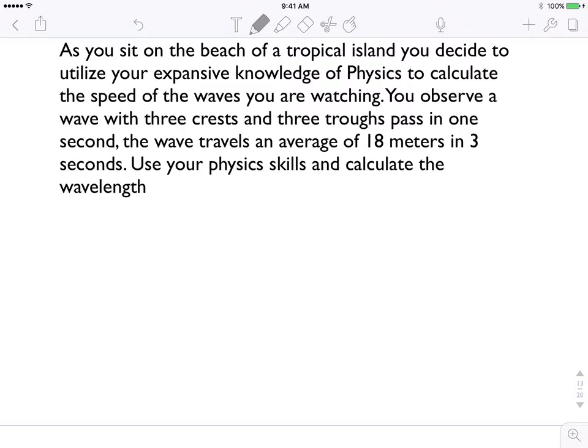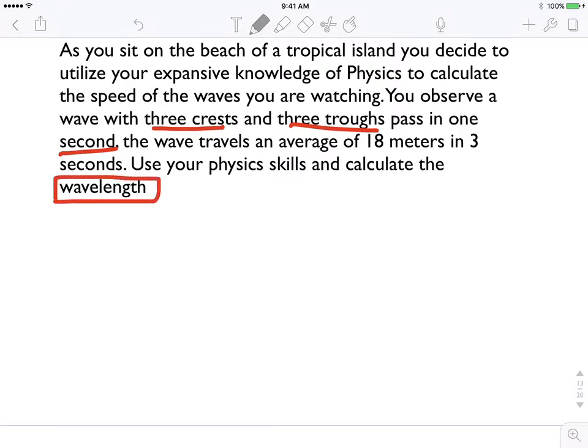As you sit on the beach of a tropical island, you decide to utilize your expansive knowledge of physics to calculate the speed of the waves you are watching. So you observe a wave with 3 crests and 3 troughs pass in 1 second. All right, so we have 3 crests, 3 troughs, and they're passing all in 1 second. Sounds like they just gave us some information. The wave travels at an average of 18 meters in 3 seconds. Use your physics skills to calculate the wavelength.